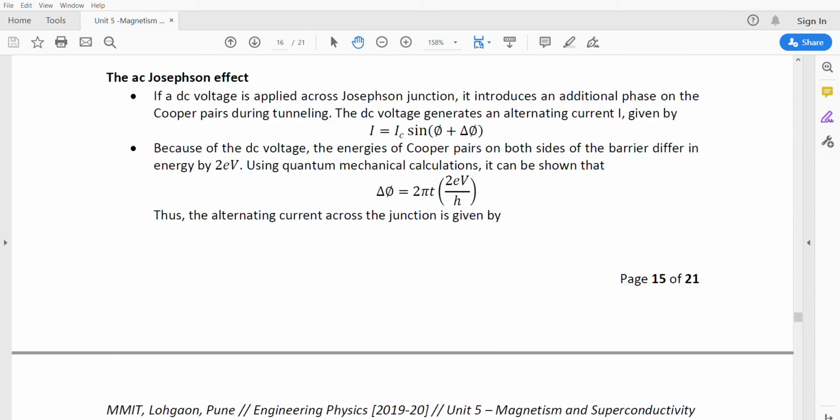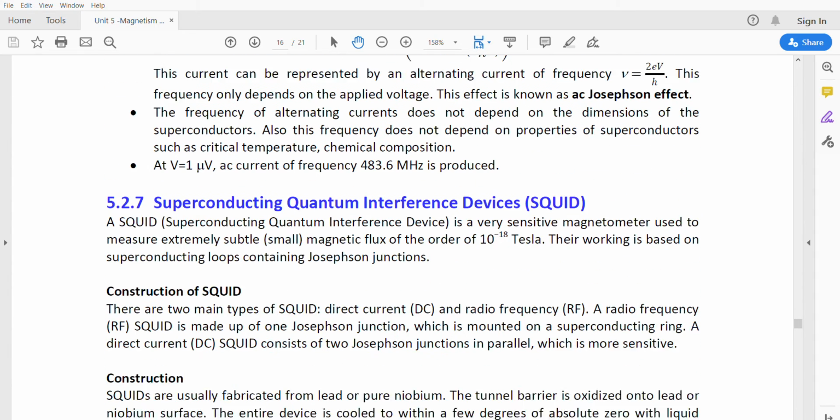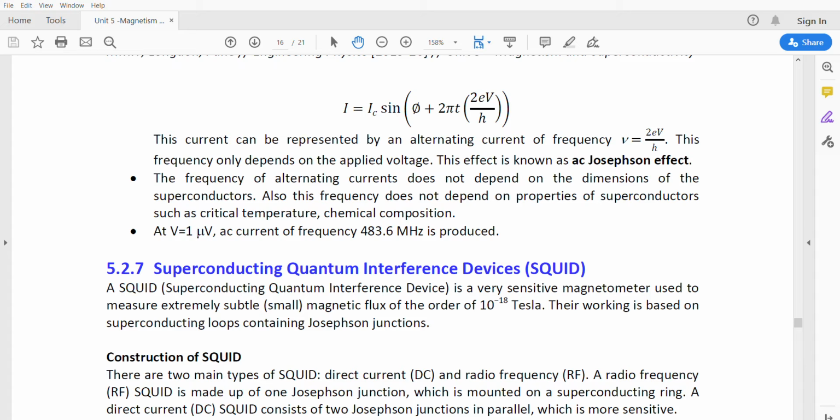So we have observed that an AC current will flow by applying an external DC voltage. This type of effect is called the alternating current Josephson effect. The alternating current quantity can be measured using this principle, and this alternating current does not depend on the dimensions of the superconductor. It does not depend on the properties of the superconductors either. It depends only on the externally applied voltage.